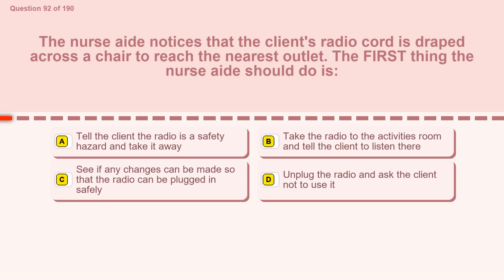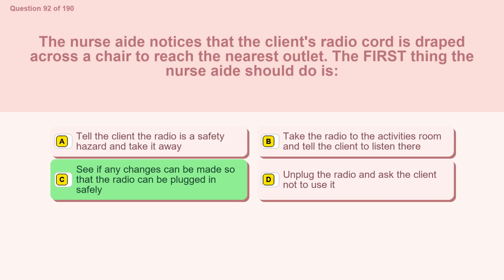Question 92. The nurse aide notices that the client's radio cord is draped across a chair to reach the nearest outlet. The first thing the nurse aide should do is option A, tell the client the radio is a safety hazard and take it away. Option B, take the radio to the activities room and tell the client to listen there. Option C, see if any changes can be made so that the radio can be plugged in safely. Option D, unplug the radio and ask the client not to use it.